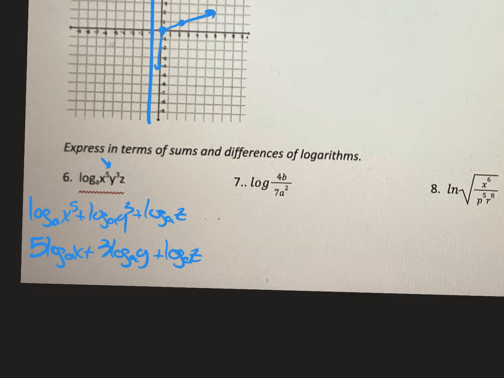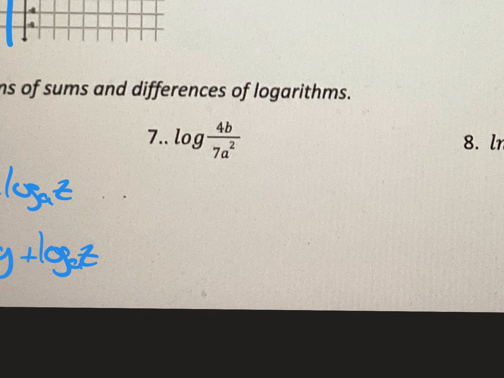Number 7, make it a little bit bigger here. This one has multiplication and division. Remember, division means you subtract. So anything on your denominator is going to have a minus sign. Anything in your numerator is going to have a positive sign, like we talked about this week.